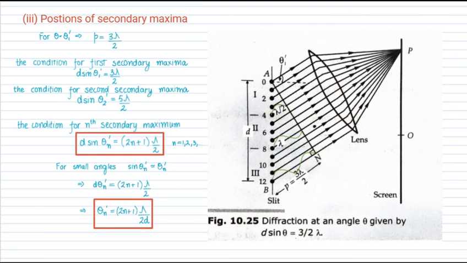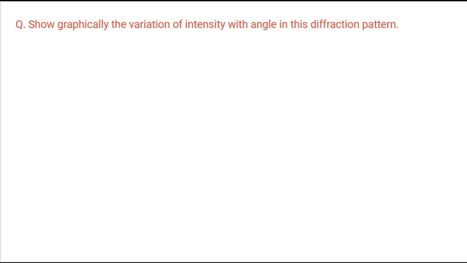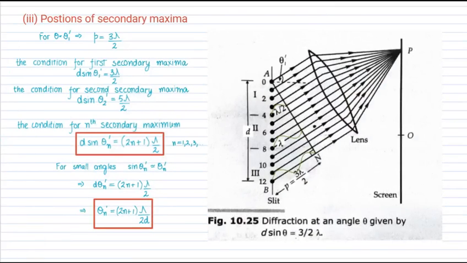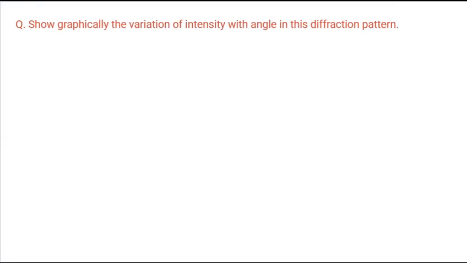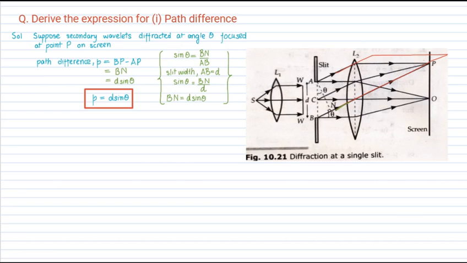Now moving on. Next, we will show graphically the variation of intensity with angle in the diffraction pattern. If we change this angle, how does my intensity change? For the intensity distribution, consider this part, the part from the lens to here.